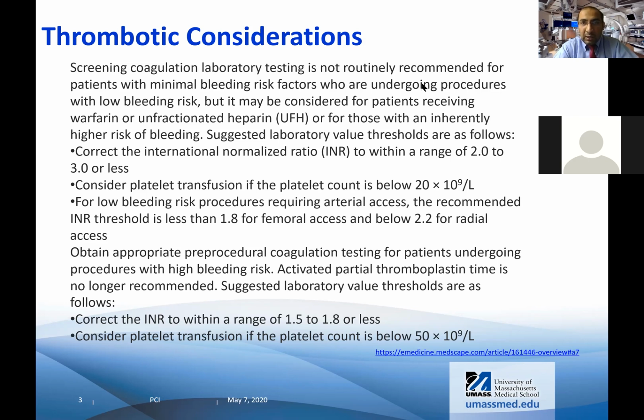So the contraindications or relative contraindications, I would say, because some people still do the procedure, is that if your INR is above 2, it will be difficult to do the procedure, especially if going femoral access. As you can see, the 1.8 for the femoral access and 2.2 for the radial access are kind of the thresholds that are recommended. We obtain these values in all the patients who are at high bleeding risk.